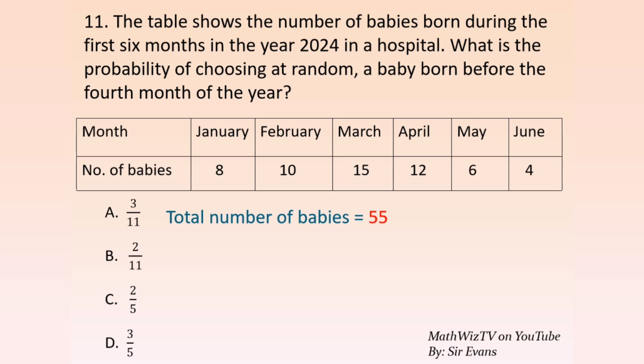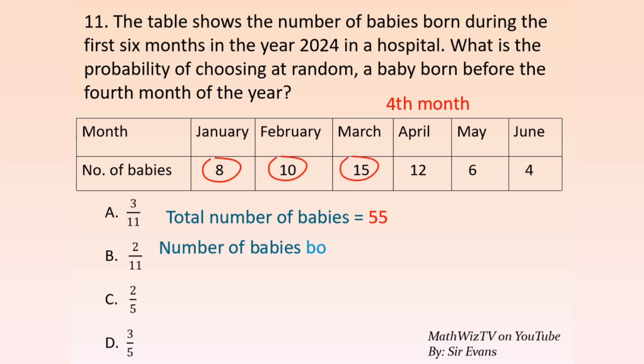Then we need to identify the fourth month. If we start from January, the fourth month becomes April. So we have to find the probability that the baby chosen at random was born before the fourth month. It means those babies were born in January, February, and March. So we add all of them together, and that gives us 33.